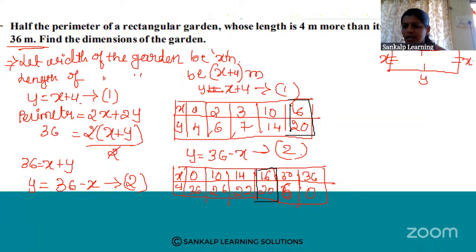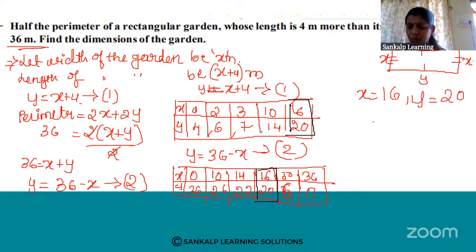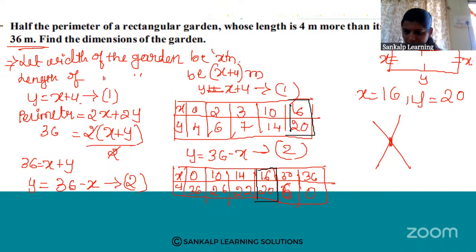That means here two values we got, that is x is equal to 16 and y is equal to 20. If you plot a graph for these two equations, then you will have two intersecting lines, and these two lines will intersect at a point x is equal to 16 and y is equal to 20. That means intersecting lines you will get.